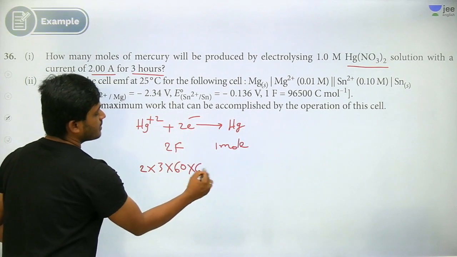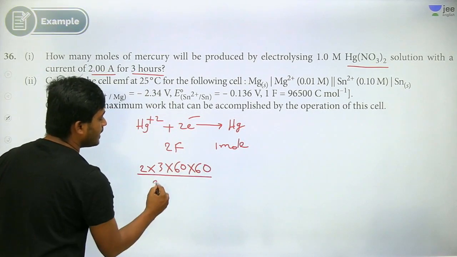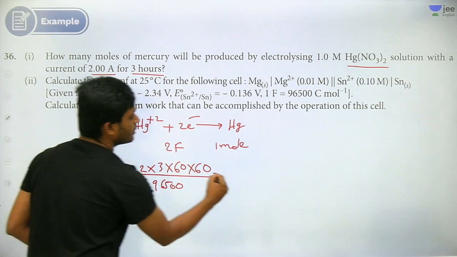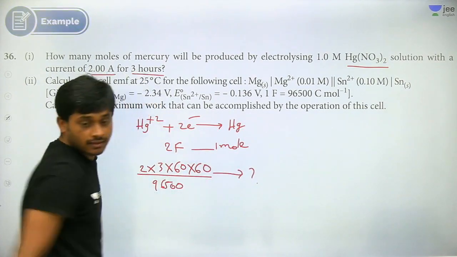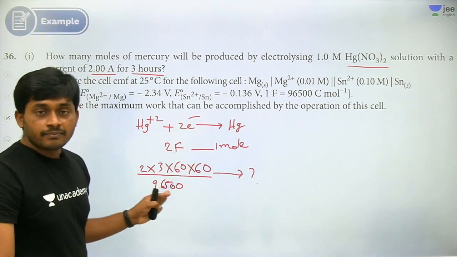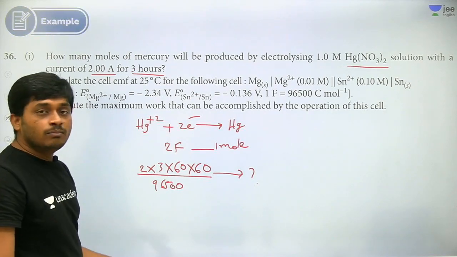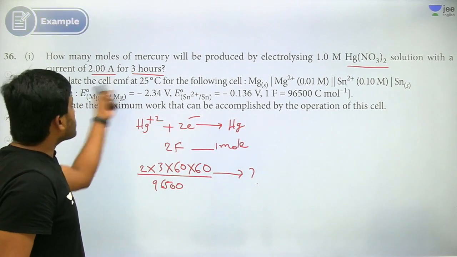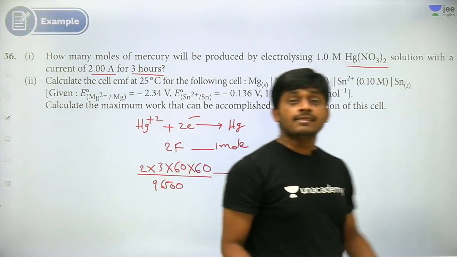60 minutes, 60 seconds by 96500. How many moles is it? That's it. You will get the answer now: moles of mercury. Next question. It is the next equation.